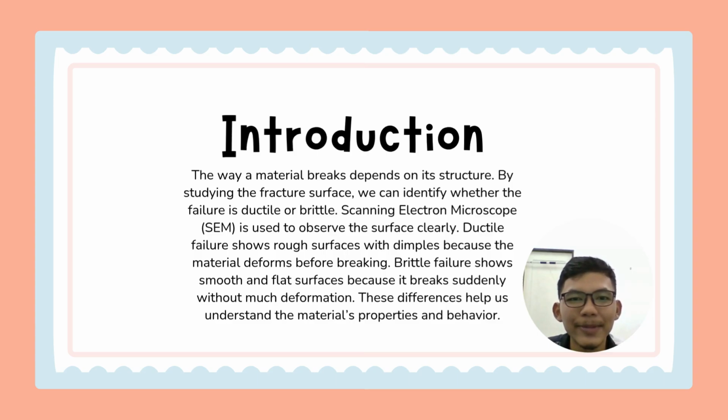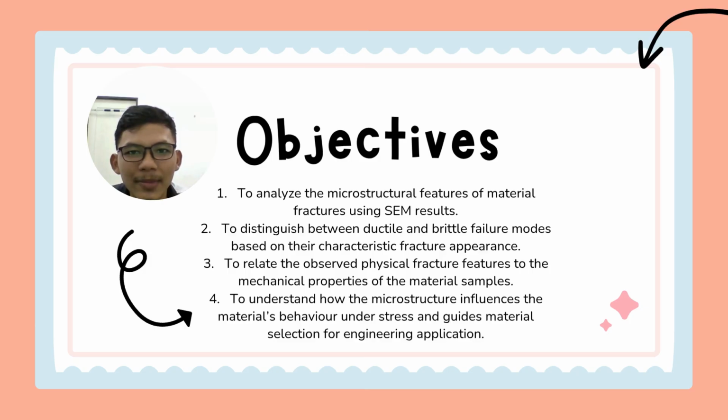Introduction. The way a material breaks depends on its structure. By studying the fracture surface, we can identify whether the failure is ductile or brittle. Scanning electron microscope SEM is used to observe the surface clearly. Ductile failure shows rough surface with dimples because the material deformed before breaking. Brittle failure shows smooth and flat surface because it breaks suddenly without much deformation. These differences help us understand the material properties and behavior.